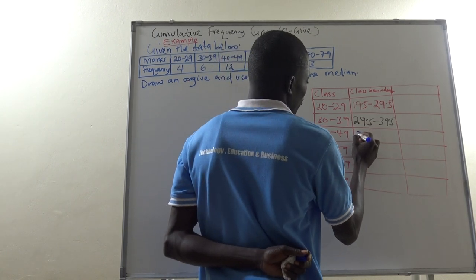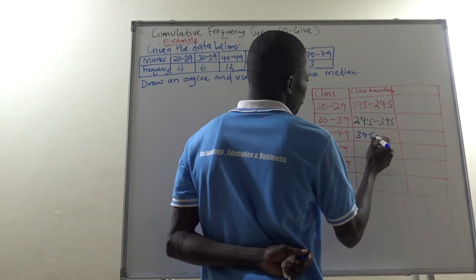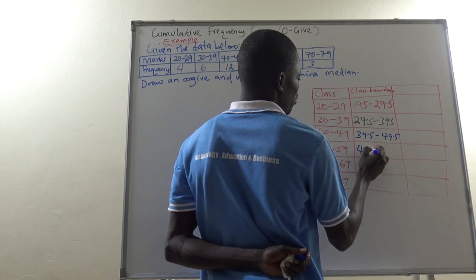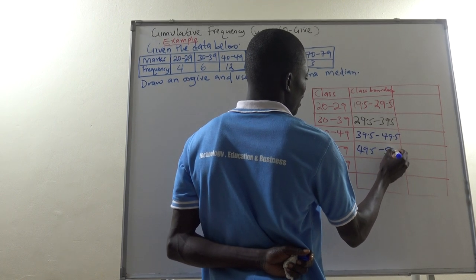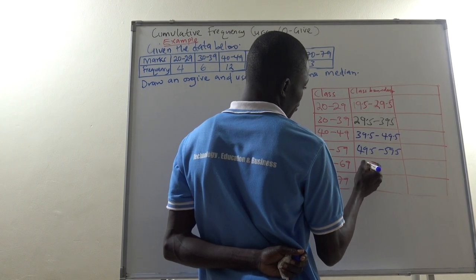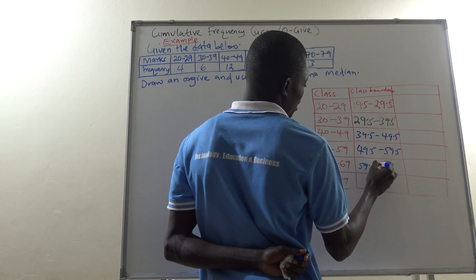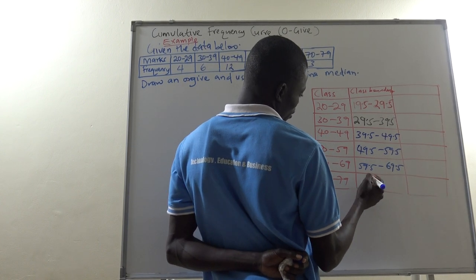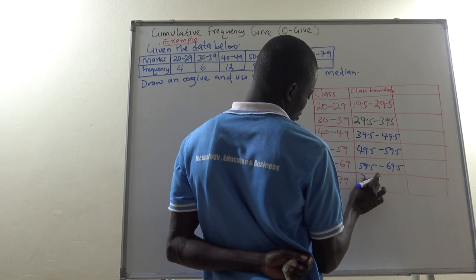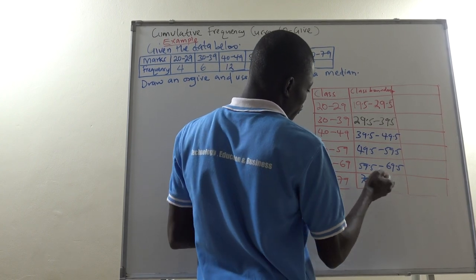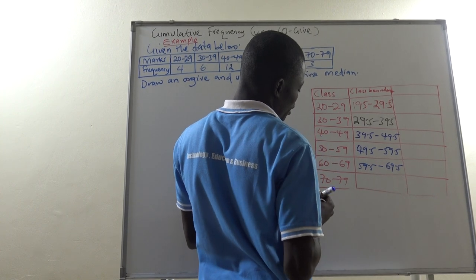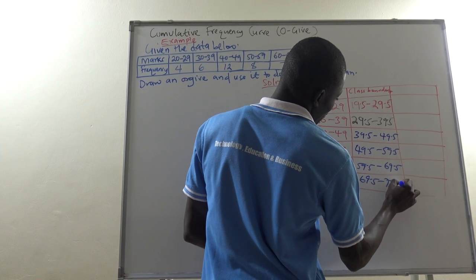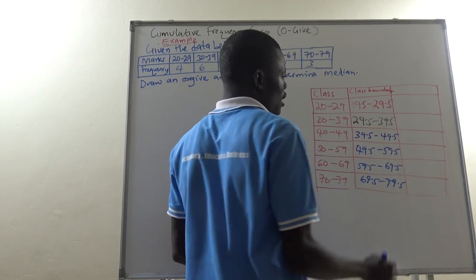Then for 40, we get 39.5 to 49.5. Then 50, we get 49.5 to 59.5. Then for 60, we get 59.5 to 69.5. And then for 70, we shall get 69.5 to 79.5.